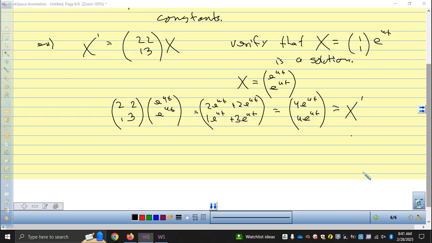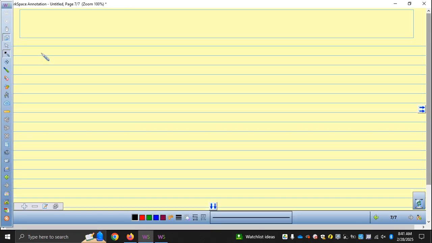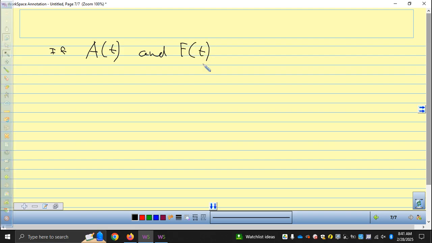All right. So under the conditions that we specified earlier, I'm going to say our coefficient matrix A of t and our function matrix f of t contain continuous functions on some interval containing a point that we're interested in.